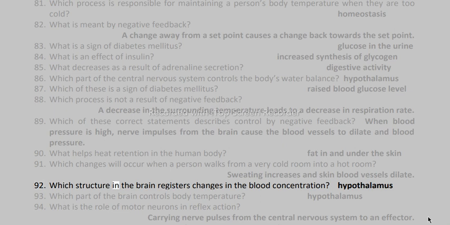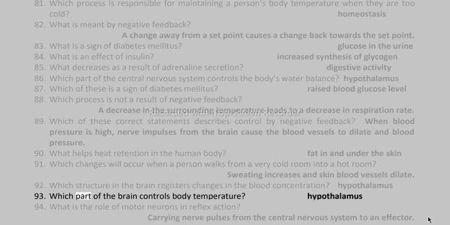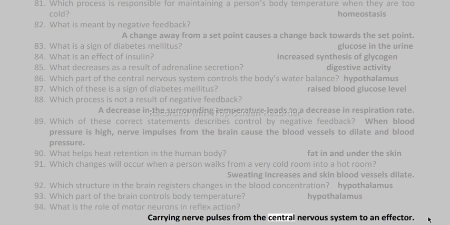92. Which structure in the brain registers changes in the blood concentration? Hypothalamus. 93. Which part of the brain controls body temperature? Hypothalamus. 94. What is the role of motor neurons in reflex action? Carrying nerve impulses from the central nervous system to an effector.